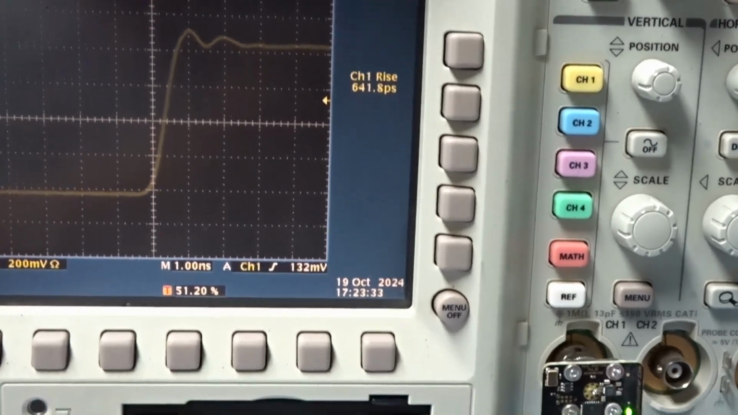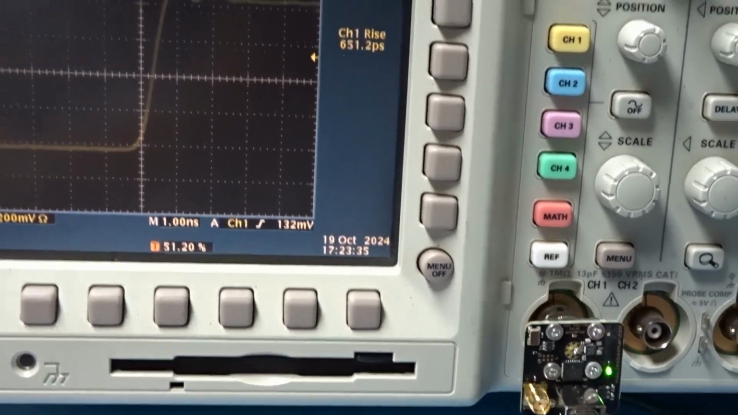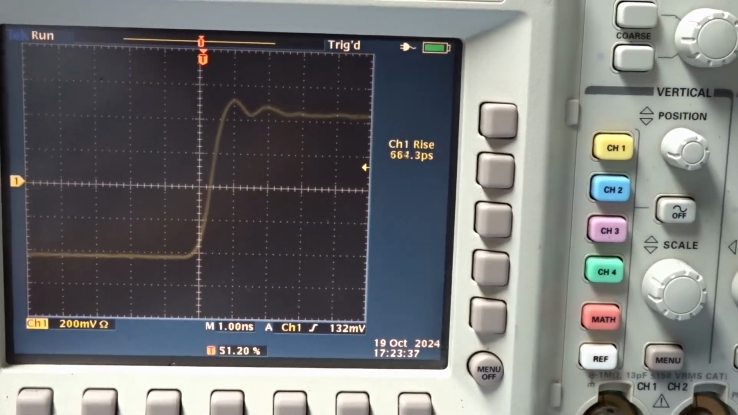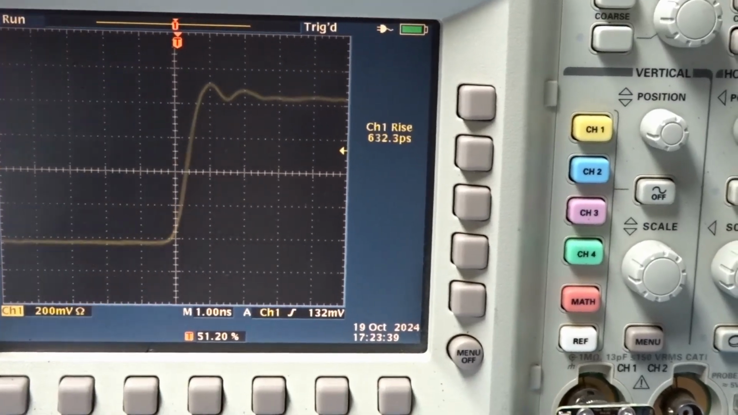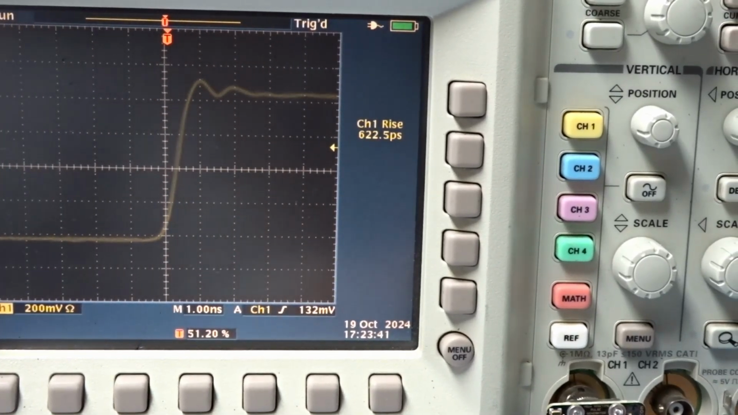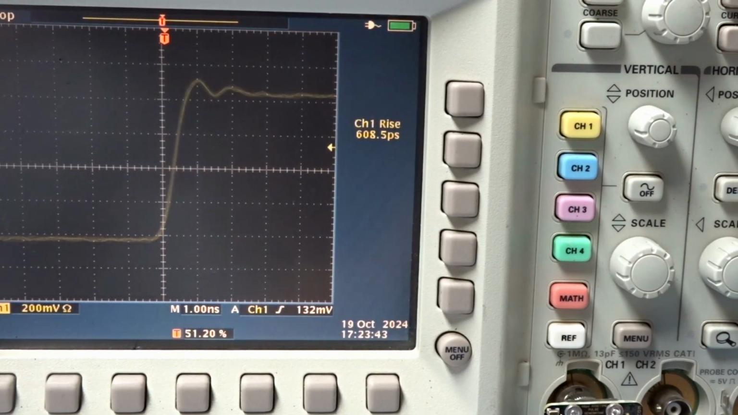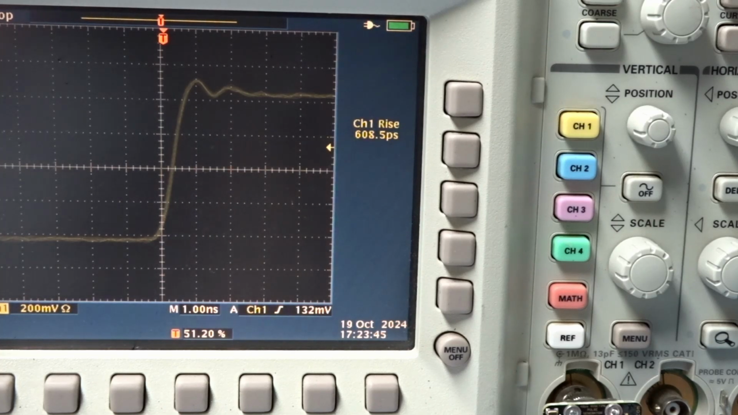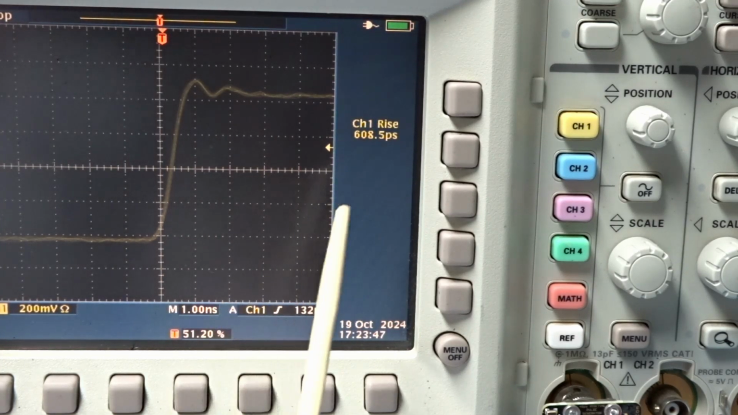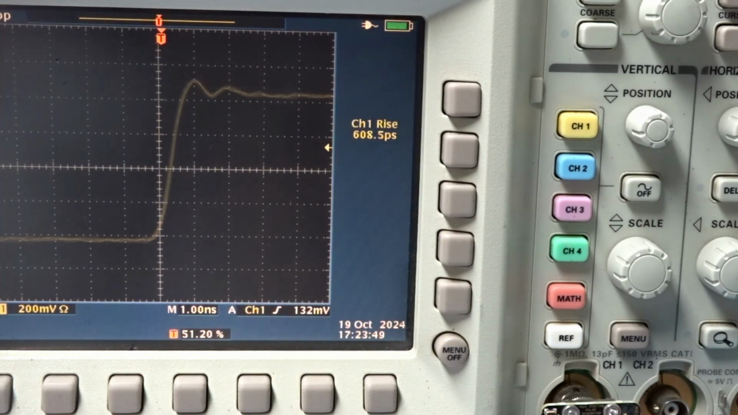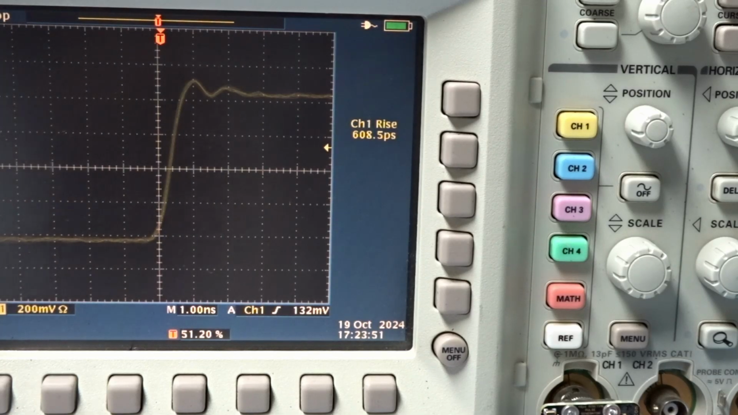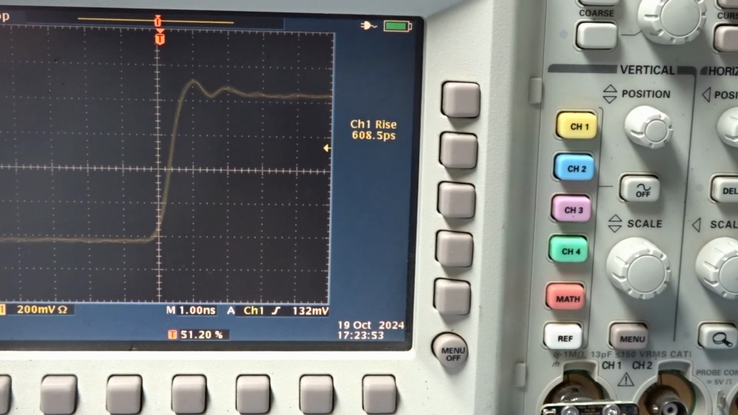I connected this fast rise time generator to my oscilloscope. As you can see, my scope is measuring a rise time of 608 picoseconds and the lowest I see is around 587 picoseconds. If you use the formula 0.35 divided by rise time, it gives a bandwidth of 596 megahertz, which is close to the specification of this oscilloscope.